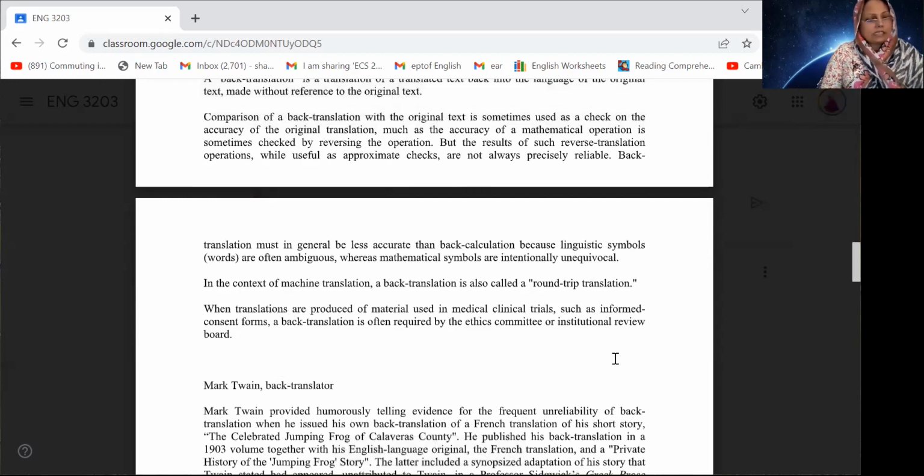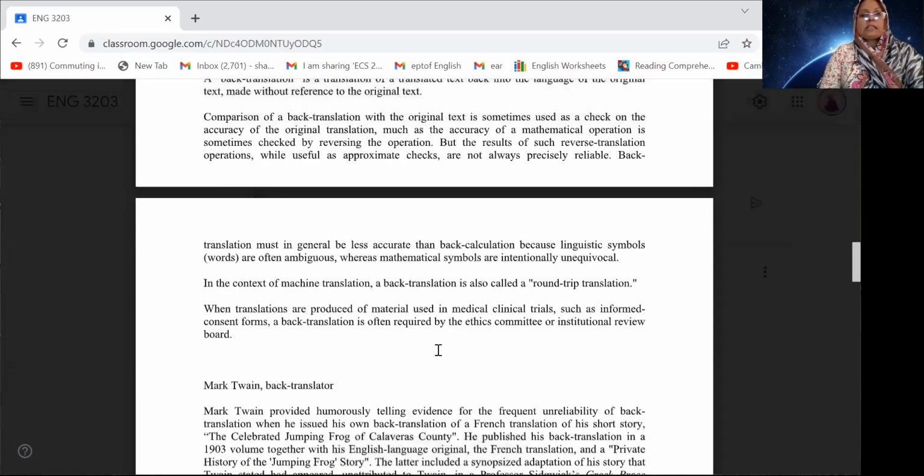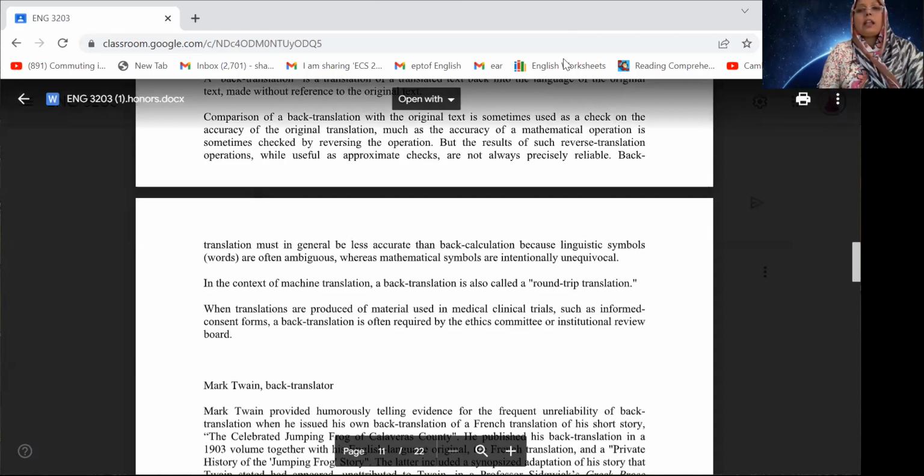Okay, when translations are produced in medical clinical trials, what happens? A back translation is required by a review board. When translations are done in medical clinical trials, then a back translation is often reviewed by a medical review board.